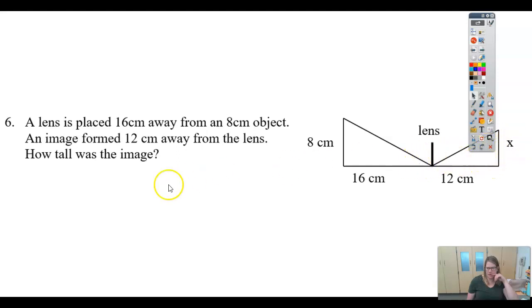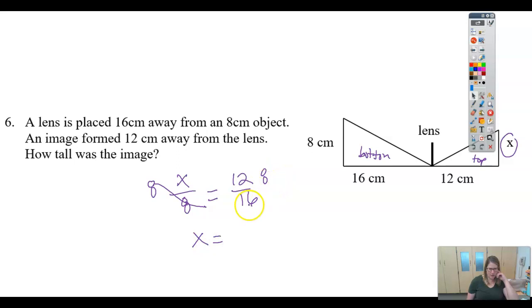So we're going to take x on the top. That's going to be our top triangle. Will be on the top, and this will be the bottom. So x corresponds to 8. That should equal 12 over 16. So just multiply both sides by 8. So 8 over 16 would reduce to 1/2. So x equals 6 centimeters.